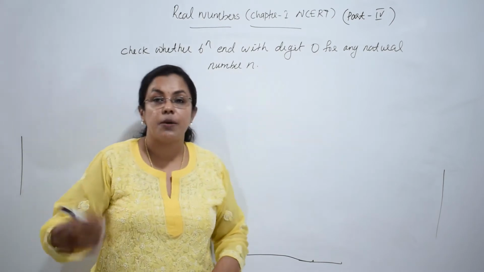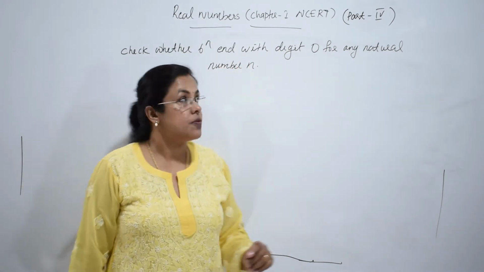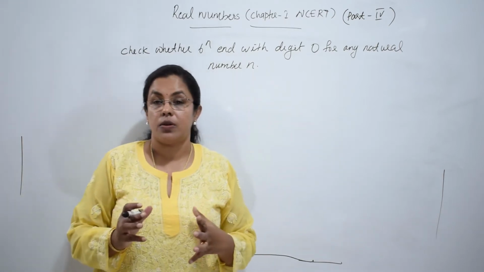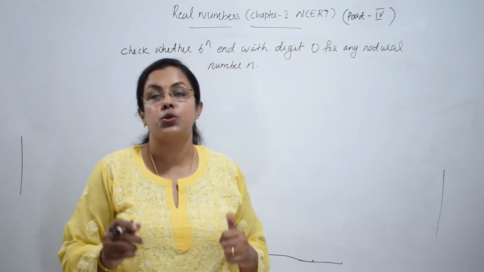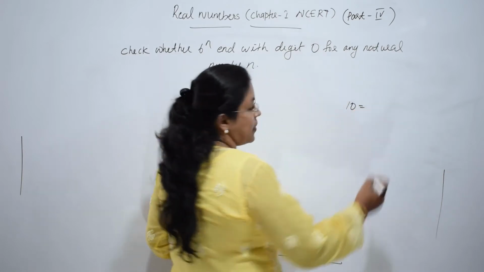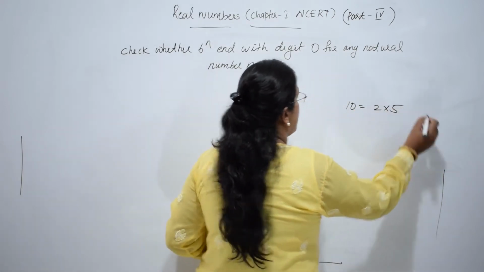Let us discuss one more question. Check whether 6 raised to n ends with the digit 0 for any natural number n. Let us consider some numbers. 10: if we factorize this, we get 2 into 5.